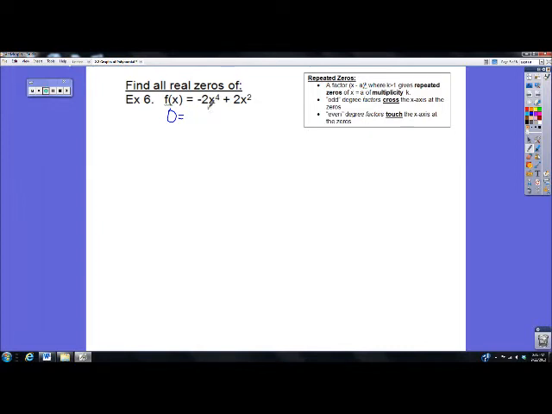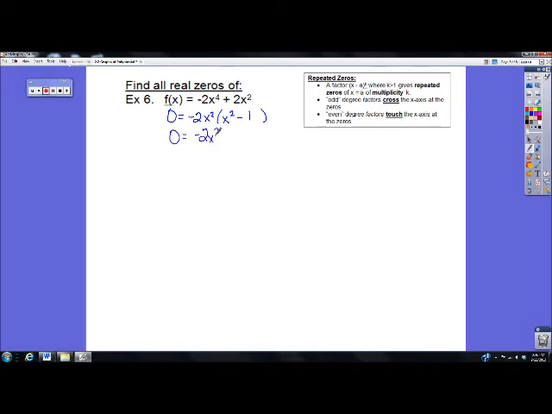So we're going to find the zeros, and I see here that I have a common factor of negative 2, and they also have x squared in common. So I'm going to factor out a negative 2x squared to start off with. If I factor a negative 2x squared out of this, I have x squared left. If I take a negative 2x squared out of this, I have negative 1 left.